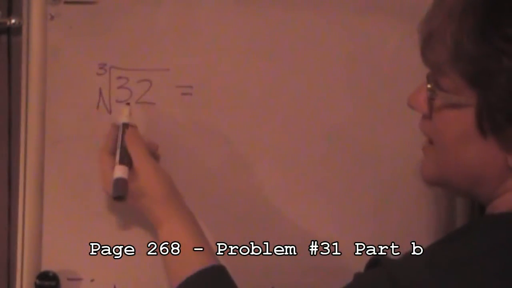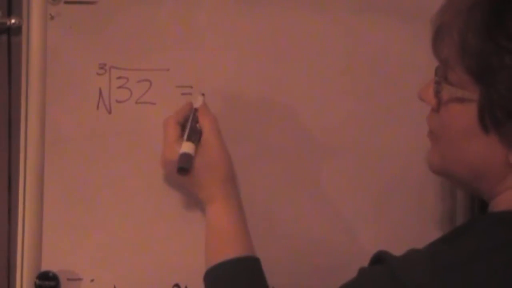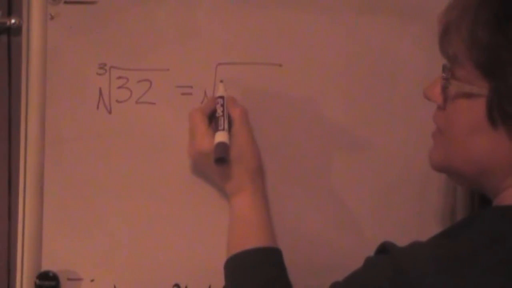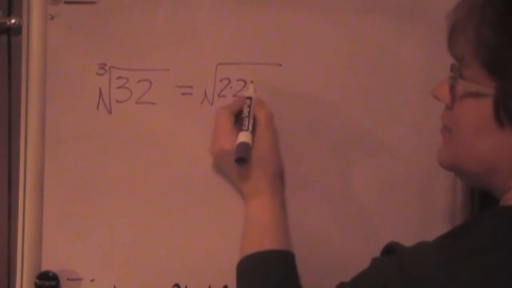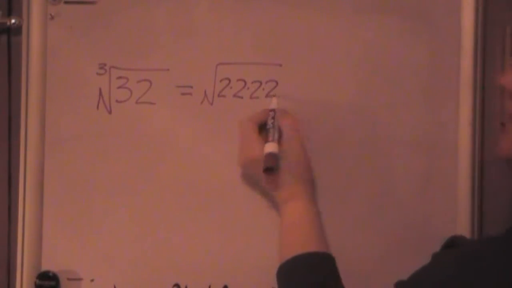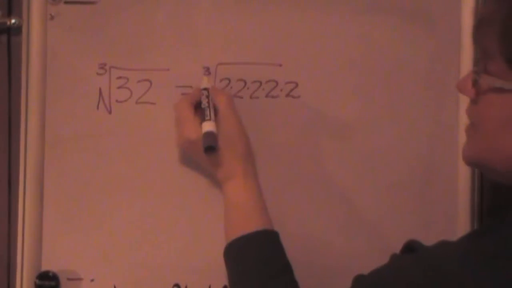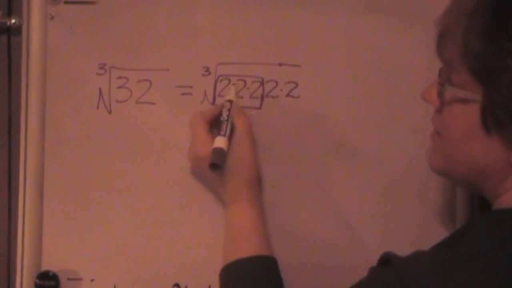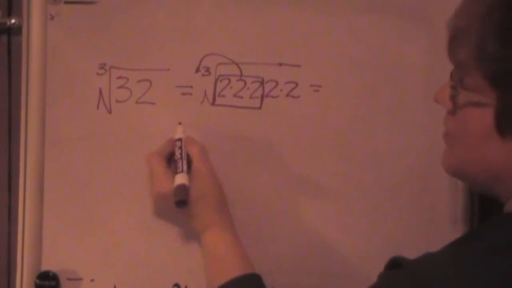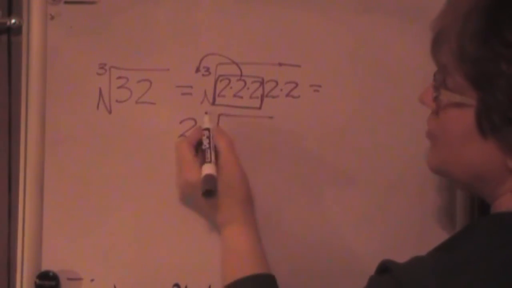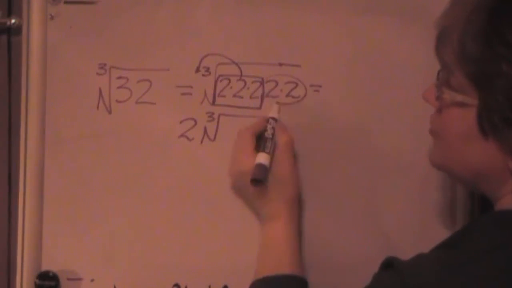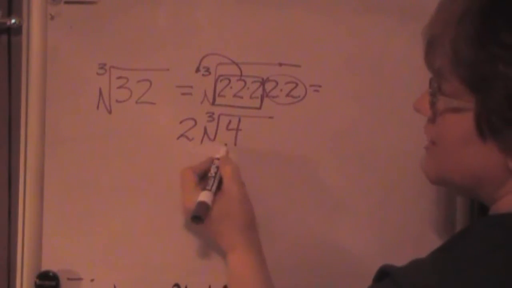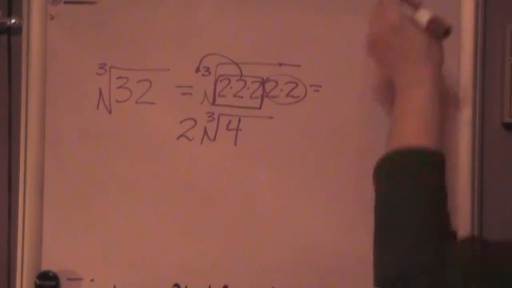Now with an index of 3, I have to have 3 factors alike in here. Well, we already found out that this was 4 times 4, which is really 2 times 2 times 2 times 2, 16 times 2. And we're taking the cubed root, so for every 3 factors alike inside of here, I can bring out 1. So I get 2 outside times the cubed root of whatever's left inside. Well, I have 2 left over inside, so I have 2 times 2, which is 4. So 2 times the cubed root of 4 is the answer to this problem.